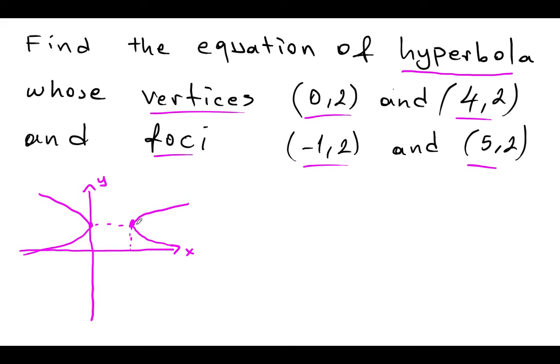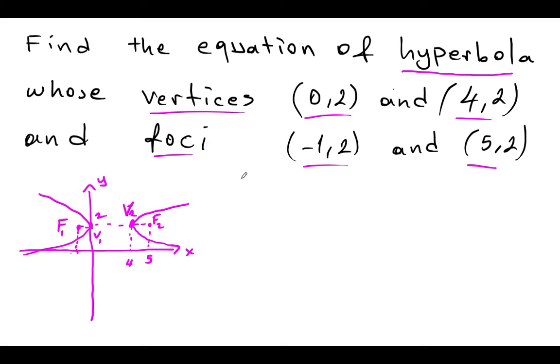And then the foci will be here, it is given as (5, 2). So I can say that this is 5, this was 4, and this was 2. And the other focus is given as (-1, 2), so I can say that -1 here. These are now the foci F and the vertices, so F1, V1, V2, and F2, I can say.